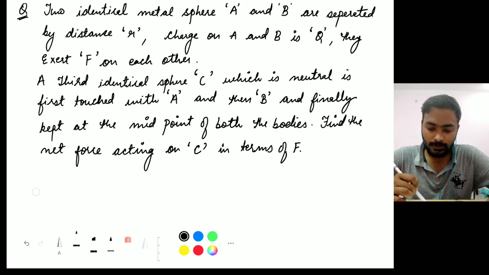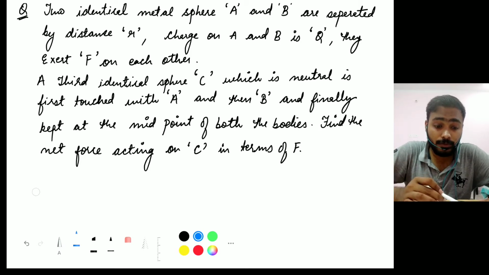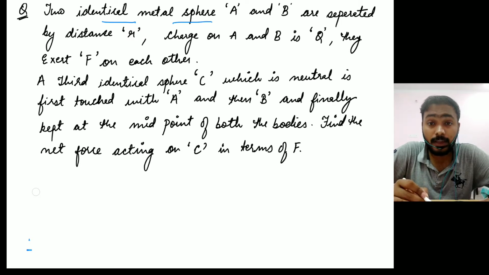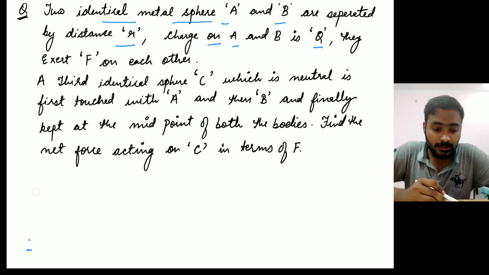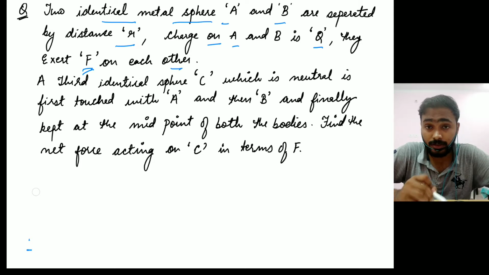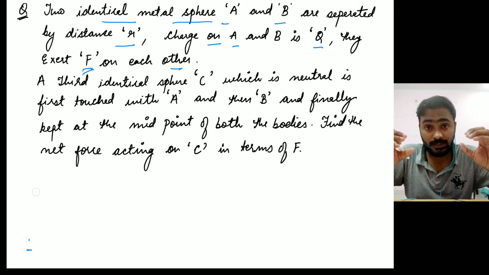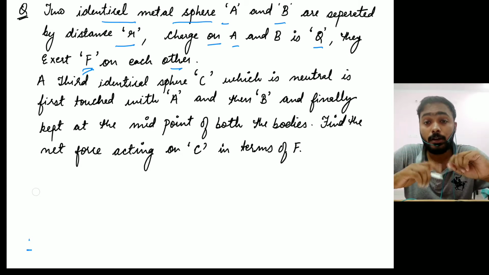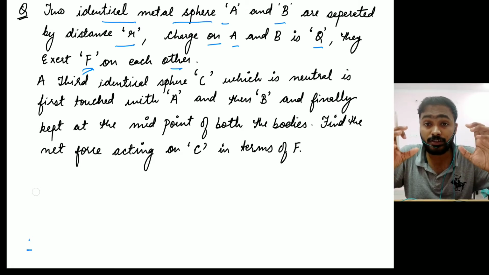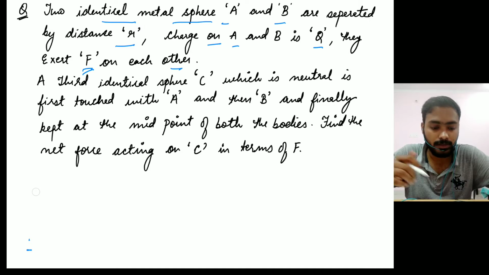The numerical says that we have two identical metal spheres A and B. They are separated by a distance of r, and the charge on A and B is Q. So the charge on both metal spheres is Q, and they exert a force F on each other. That's the information we know till now: two metal spheres A and B, both with charge Q, exerting a force of interaction F, obviously by Coulomb's law.